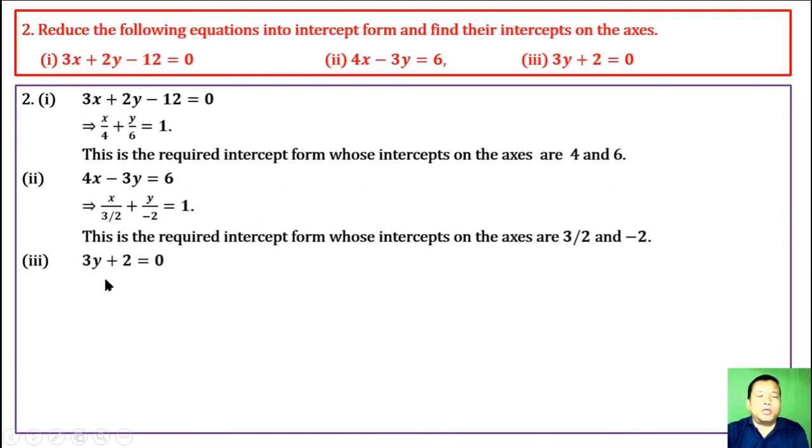For Roman number 3, 3y plus 2 equal to 0. We get this and put in the standard form, x by 0 plus y by minus 2 by 3 equal to 1. Here the length of intercept on the x-axis is 0 and the length of intercept on the y-axis is minus 2 by 3.